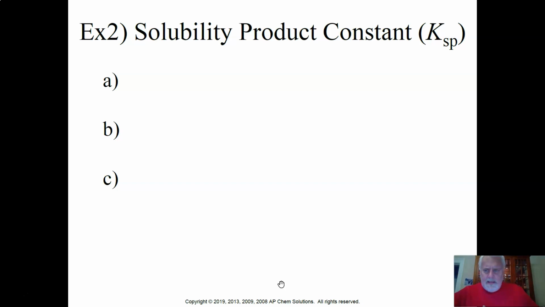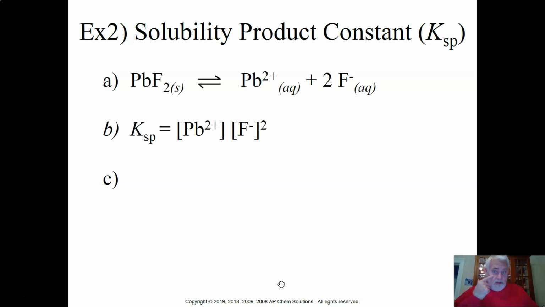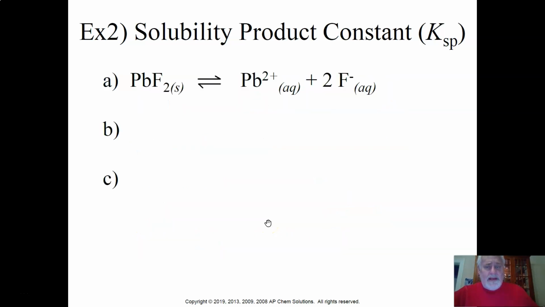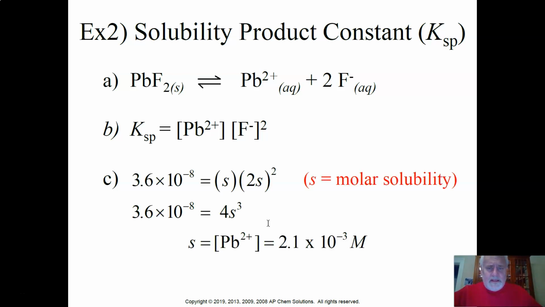Now going back, B says write the equilibrium expression. So it's a something dissolving. So you would say KSP equals the concentration of the lead ions times the fluoride ions squared. All right, now for C, they asked us to find the maximum molar concentrations of those ions. This is where it gets a little bit tricky, but I think once you see one of these, it'll make a lot of sense to you.